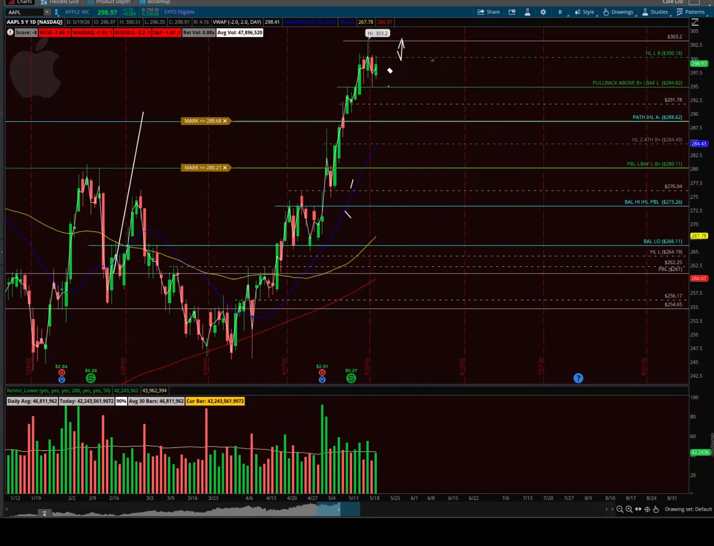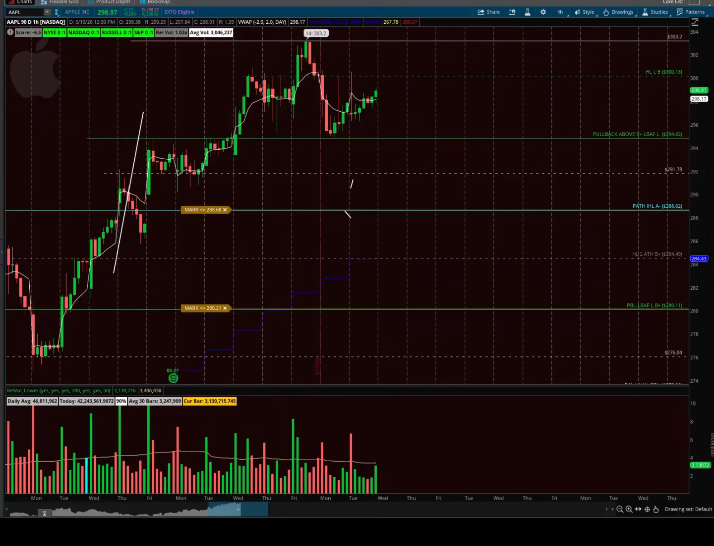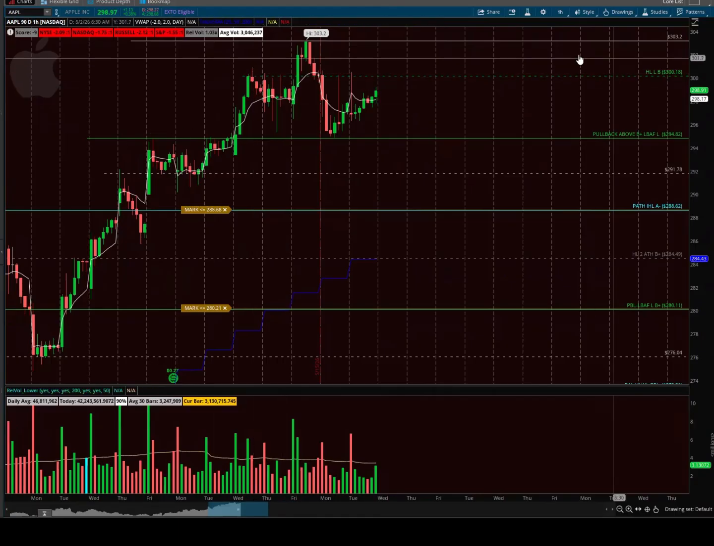I think going forward into tomorrow, it's not the worst chart to be watching. I'll probably put it on my list of charts I'm watching tomorrow, depending on what else is going on. So let's just make sure everything's marked correctly.